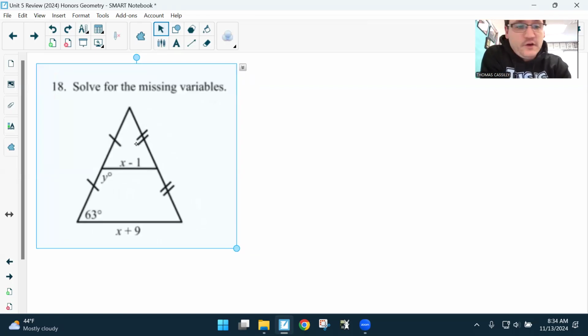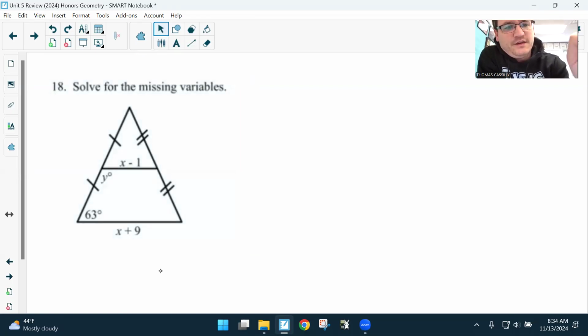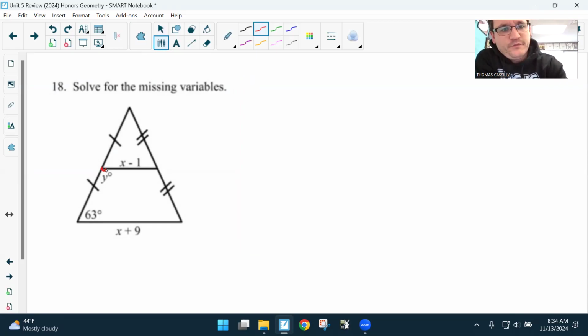Solve for the missing variables. I see an X and I see a Y here. Now, one thing to note on this one, this is called a mid segment. This piece that's kind of halfway up here is a mid segment. This was something we talked about in section 5.4. We said a mid segment was the segment that is created by connecting two midpoints.